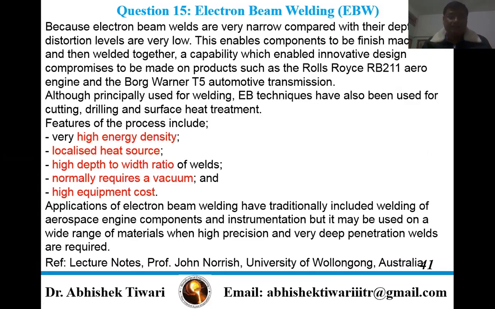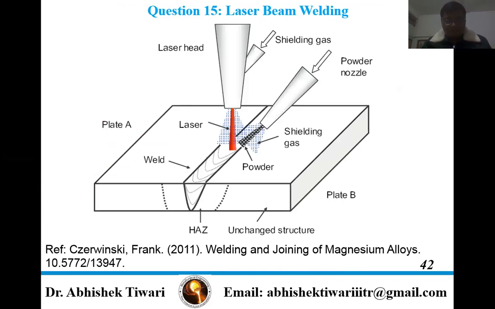Normally requires vacuum and high equipment cost is there. And this is laser beam welding. So we have sealing gas, powder nozzle, laser head, laser sealing gas, powder is there. And this is the typical weld area. This is plate A and plate B are joined using laser beam welding.